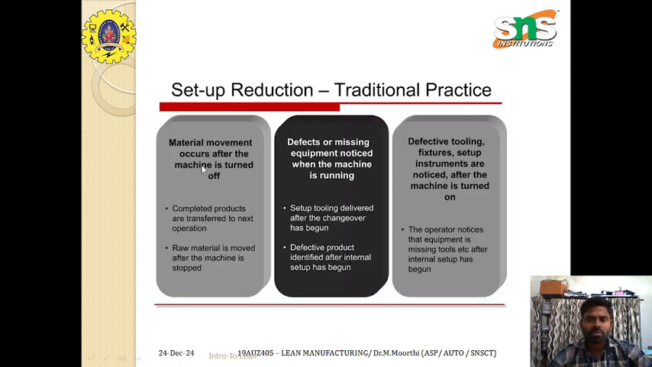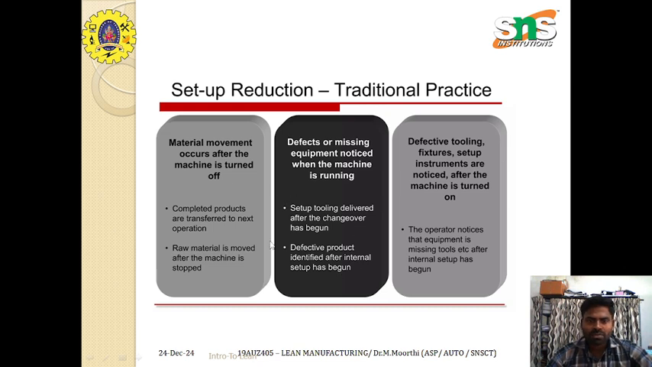And then the traditional practice: what are the practices that we have been following? Material movement occurs after the machine is turned off. Here we have a few points. Completed products are transferred to the next operation, then raw material is moved after the machine is stopped, and the defects or missing equipment are noticed when the machine is running. The setup tooling is delivered after the changeover has begun. Defective product is identified after the internal setup has begun.